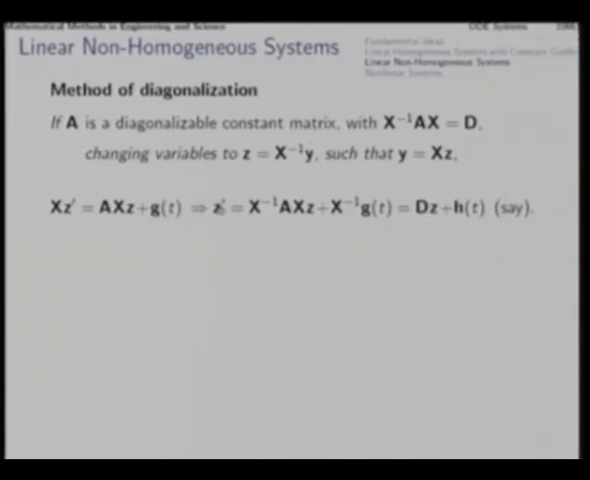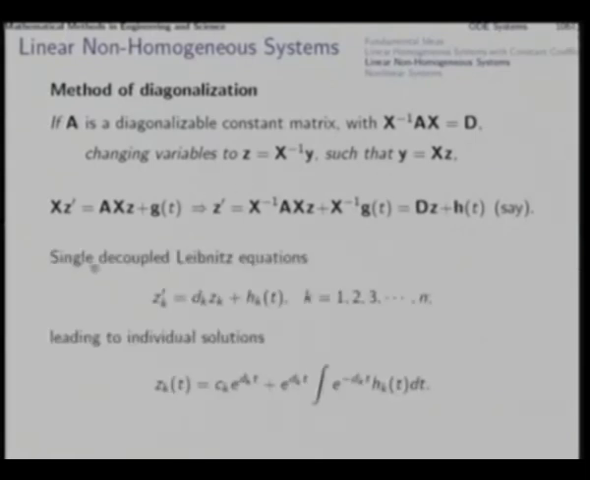Now, this equation z prime is equal to D z plus h(t), with this matrix D diagonal, what we have got is differential equations which are decoupled. That is, now we can write it term by term, component by component, and we will have single decoupled equations. z1 prime will be d11 into z1 plus h1, and so on. So, individual equations will get decoupled in this manner. So, each of these is a simple first order Leibniz equation, right. So, zk prime is dk zk plus hk.